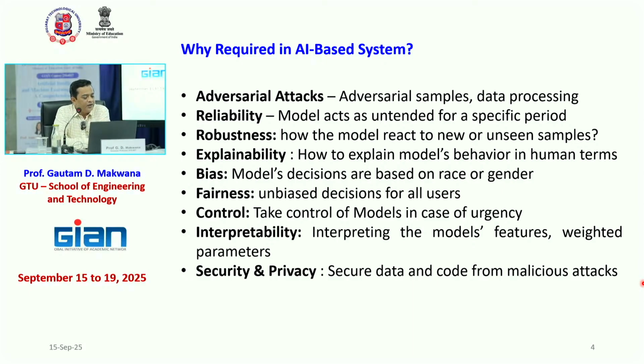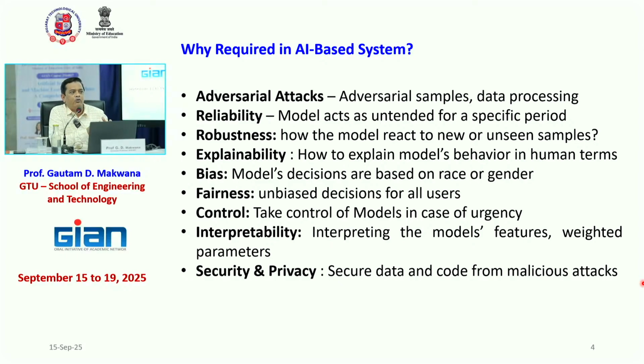The second is biasing. As human beings, we are always doing biasing. In the same way, if the machine does the biasing, then there is no control over these AI-based machines. The model decisions are based on race or gender. So one of the key concepts is to reduce the biasing based on different kinds of algorithms and data sets. And then there is fairness, the unbiased decision for all the users.